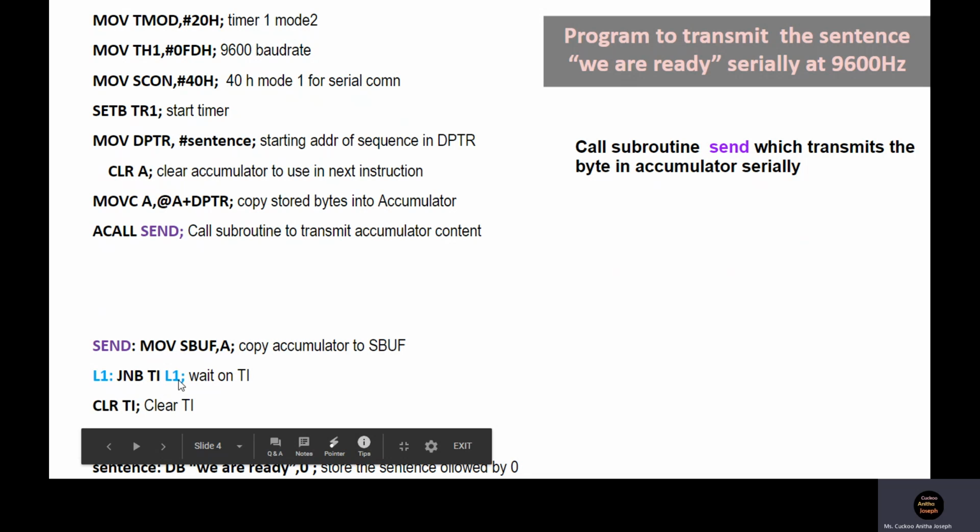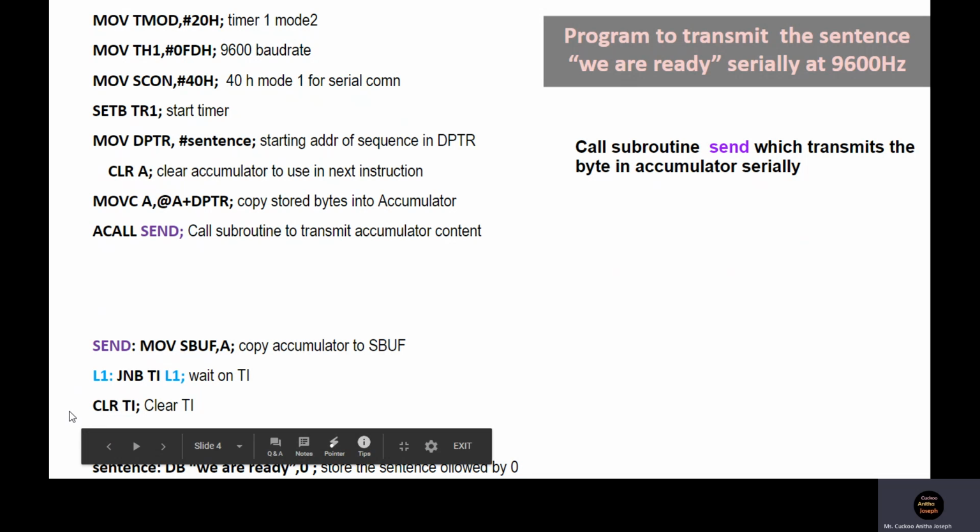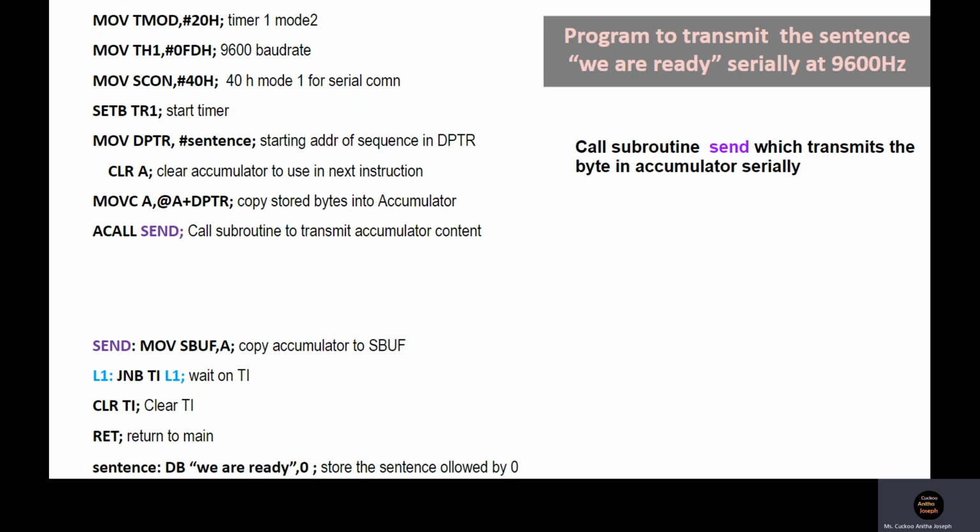So JNB TI, L1, where L1 is the label of the same instruction. When TI is equal to 0, we will loop continuously in this instruction. When TI is set, it means the byte has been completely transferred and we will come to the next instruction. In the next instruction, we will clear TI and return to the main program. Nothing is left to do in our subroutine. This subroutine is intended to transfer the byte in the accumulator serially. That is now complete, so we will return to the main program.